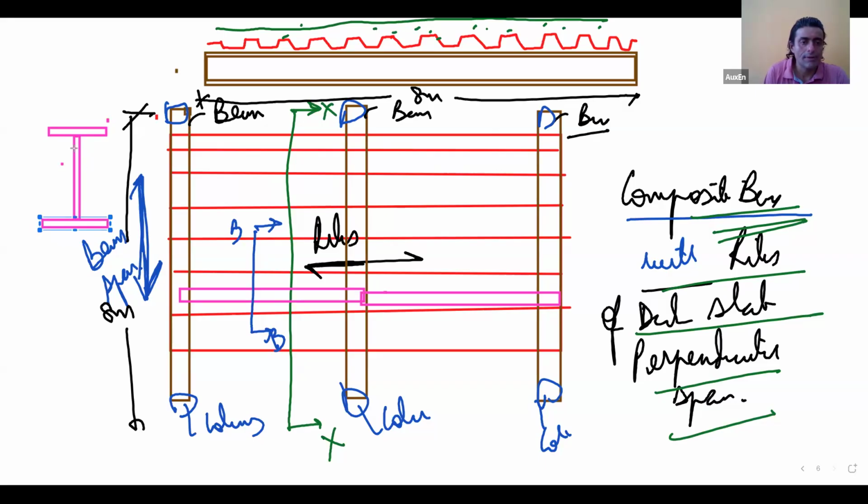And this time the deck slab would look something like this on the top. I'm not drawing the entire width of the deck slab over here. I'm just drawing a representative width like this. Is it clear? Are we clear with this?